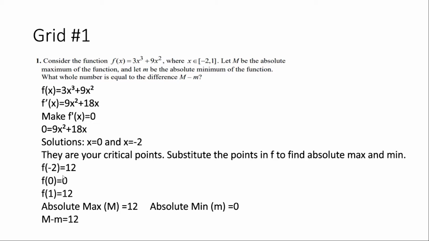And make sure to substitute these numbers in the f of x, not f prime of x. Many people get confused by that. Just remember it. So absolute maximum is 12 and absolute minimum is 0. Therefore, 12 minus 0 gives you 12. That's your answer.